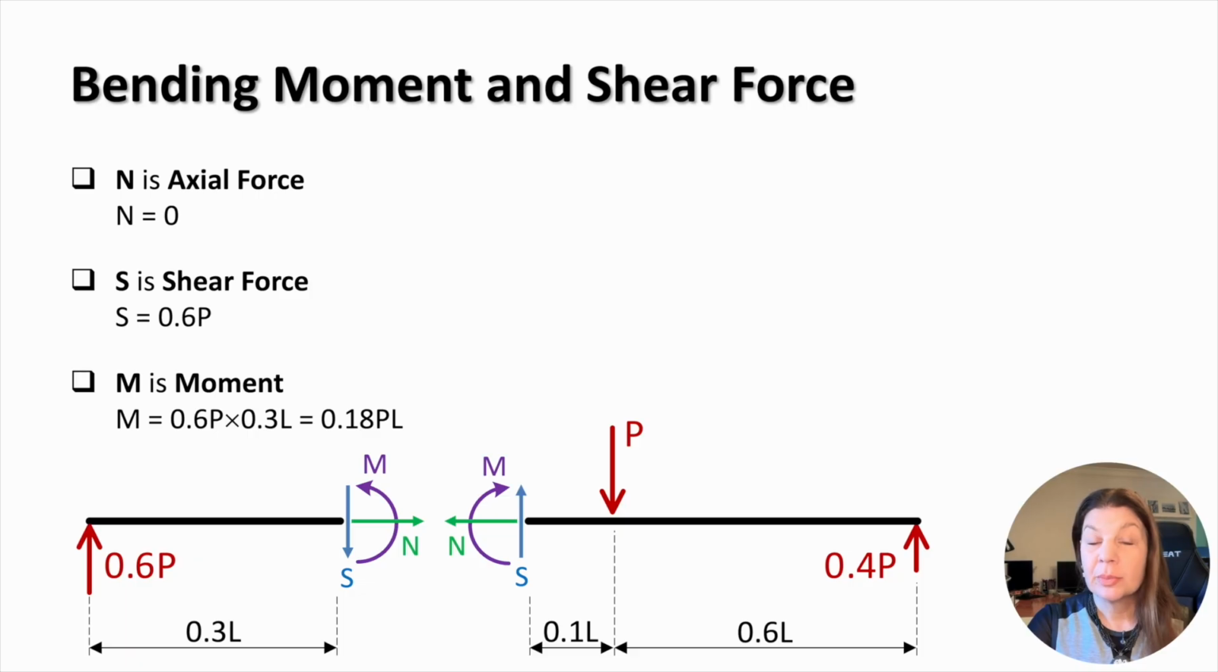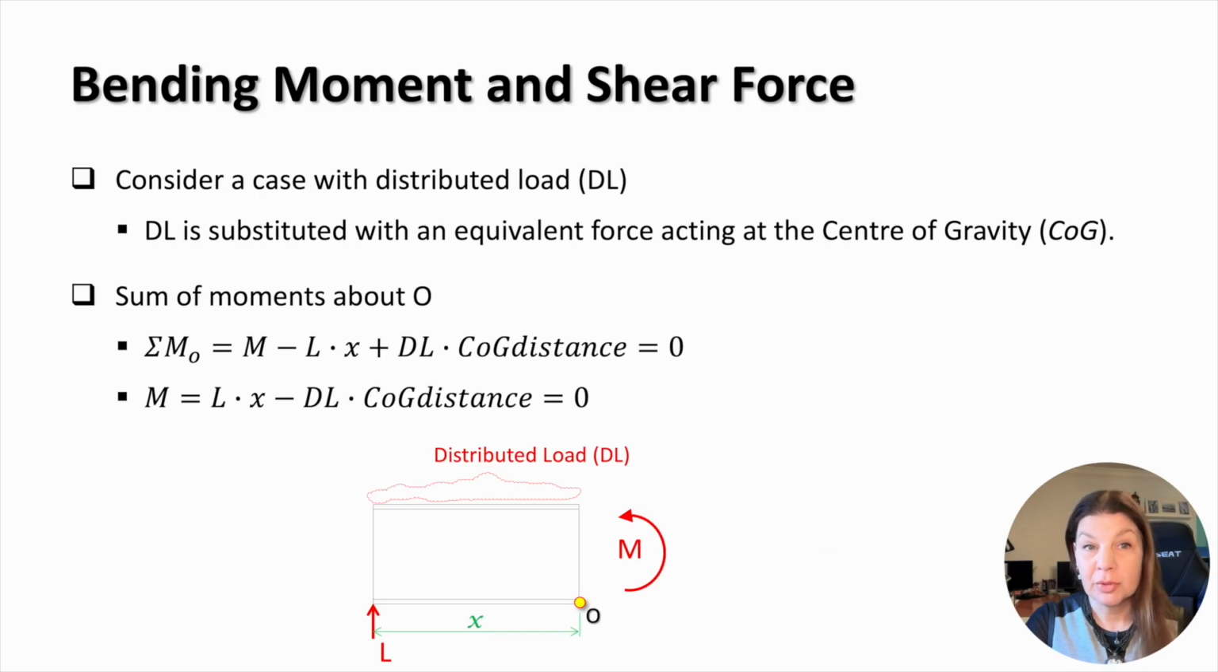Let's move the cut by 0.1 L towards the concentrated load P and find the axial force, the shear force, and the bending moment. The sum of forces in the horizontal direction in the left part of the beam still equates to 0. In the vertical direction, the shear force still equals 0.6 P. And the sum of moments of the left part of the beam around the point of the cut gives us a bending moment of 0.18 PL. As a result, we can see that both the axial force and the shear force didn't change while the bending moment grew. Let's see what happens when we have a distributed load.